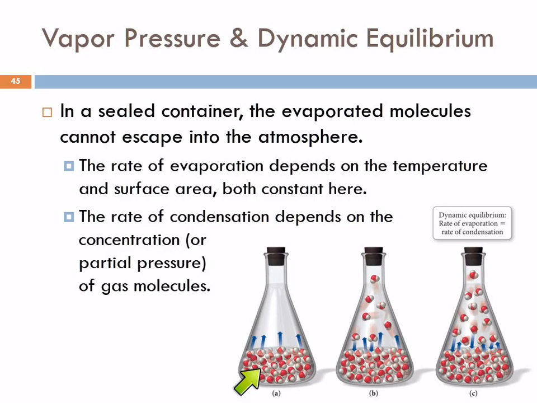The rate of evaporation depends on a couple of things. It depends on the temperature of the liquid. If the liquid is warmer, there are more particles at higher velocities with higher kinetic energy that are able to escape, and so it will evaporate faster. If the surface area is larger, the rate of evaporation will be greater. But in this situation, both of those are constant. So the rate of evaporation is constant.